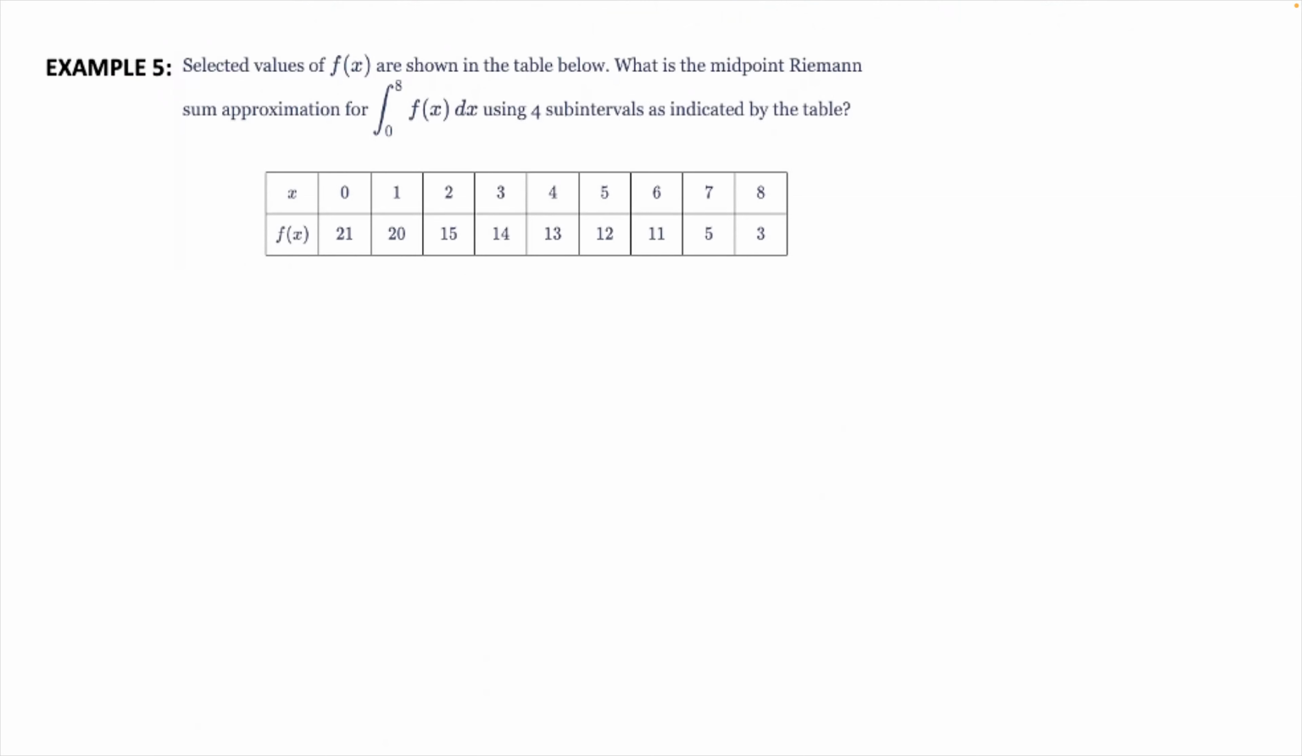Okay, so here we go. So select value, let's see. So we're doing midpoint, MRAM. That means area under a curve. Area under the curve from 0 to 8 using 4 subintervals.